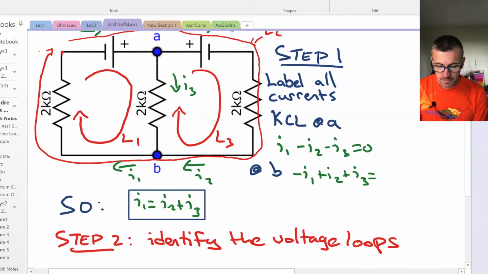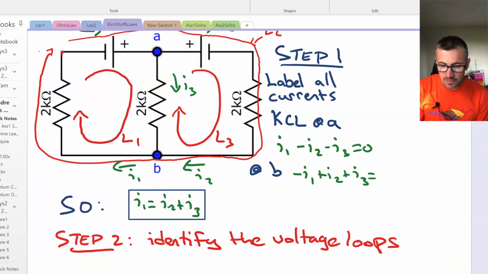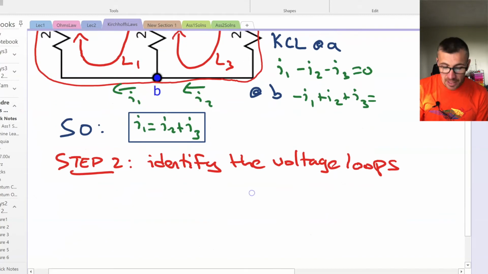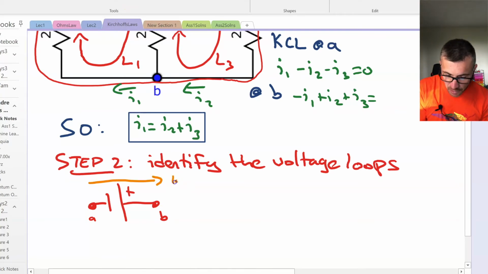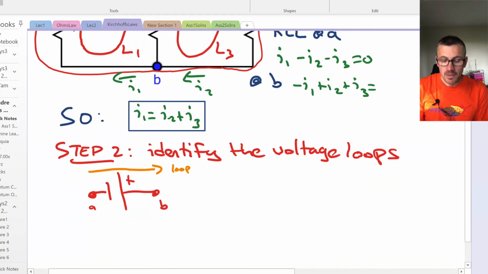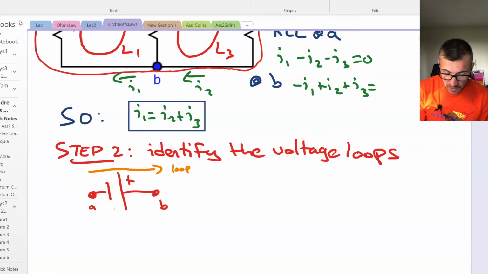So applying these loops, we're going to get voltage gains and drops. And we have to be a bit careful about whether an element is a gain or a drop. There's only a few cases that we need to worry about. Remember that if we have a battery with voltage V, and we go from A to B along a loop, we are V volts higher at B than we were at A. That's what a battery does. That's what a voltage source does. We raise the potential by V volts. So that's going to be positive.